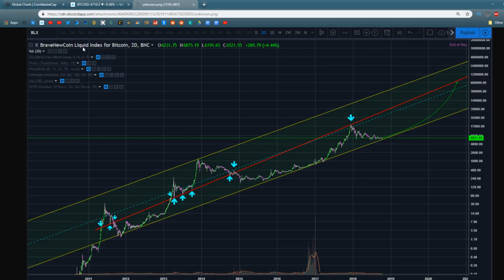He posted this chart on Brave New Coin Liquid Index for Bitcoin, which shows pretty much the entire price history of Bitcoin. And as you can see, it has a couple of levels of support and resistance lines here that are important. This red line here, as he shows with these little arrows, is a very important one. We have some touches back over here. We have a touch there, there.